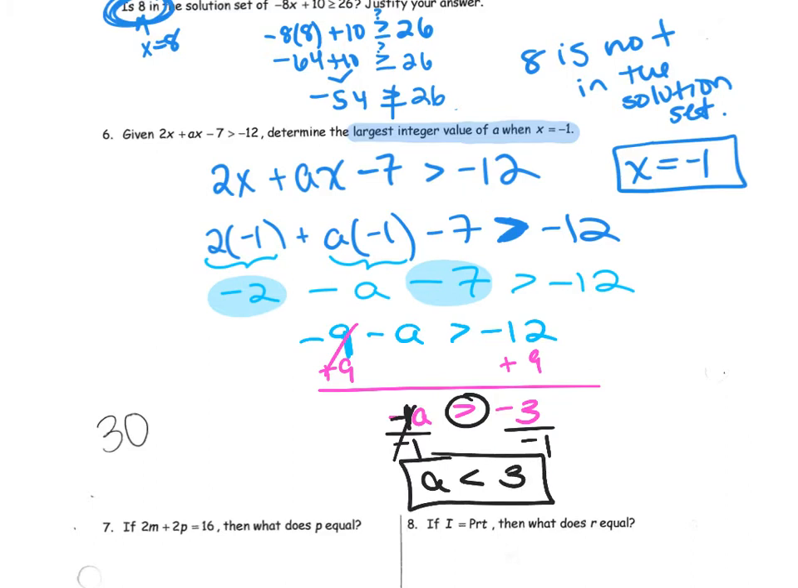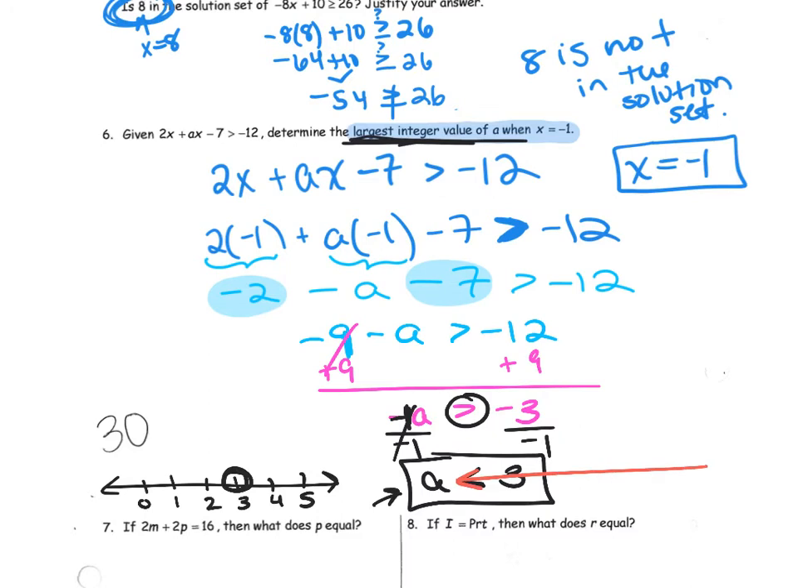And our follow-up question, guys, says, determine the largest integer value of a. So what is the largest value of a that's in this solution set? Well, again, if you draw yourself a number line, let's see, 0, 1, 2, 3, 4, 5, right? And it's less than 3, so we don't include 3. It's that open circle. And our arrowhead's pointing to the left, so I'm going to shade to the left. Guys, what's the largest value before the 3?